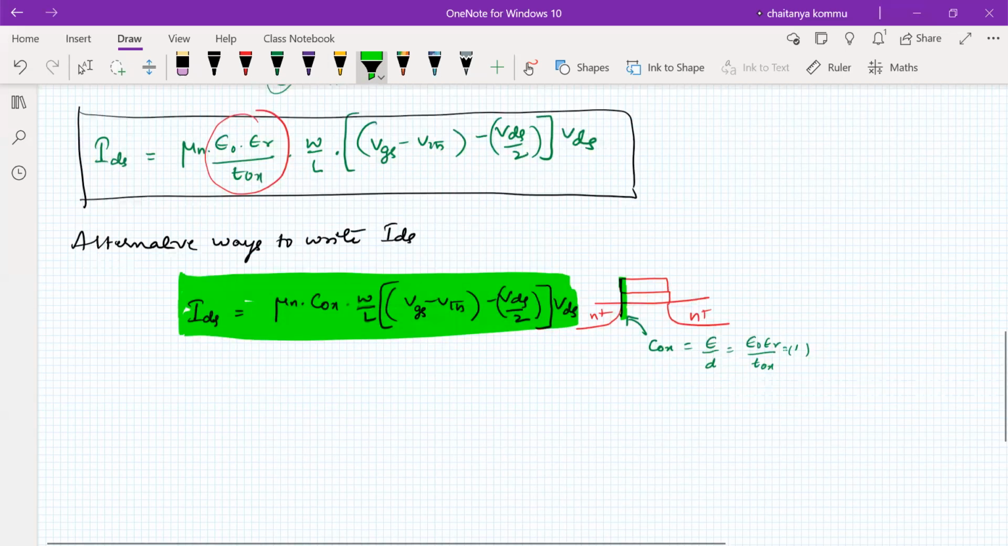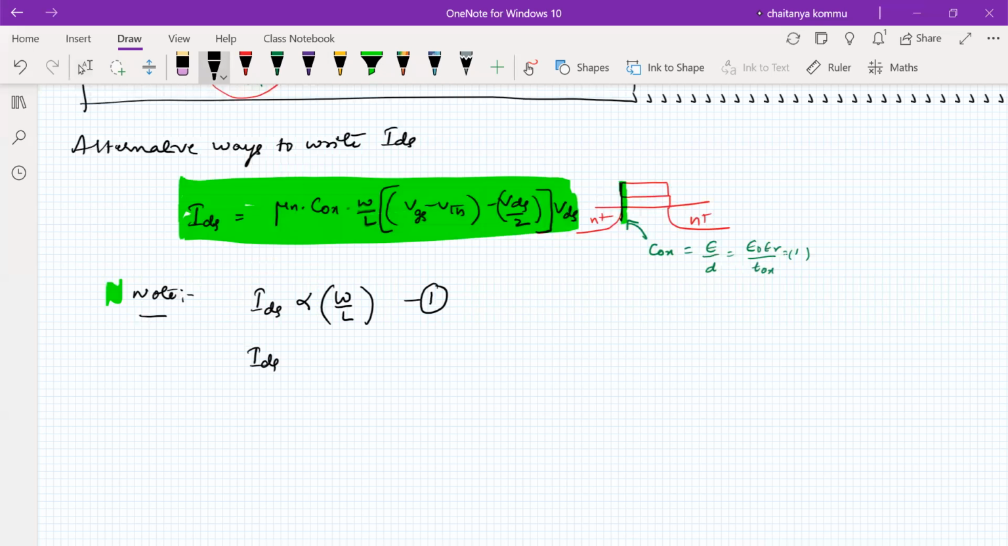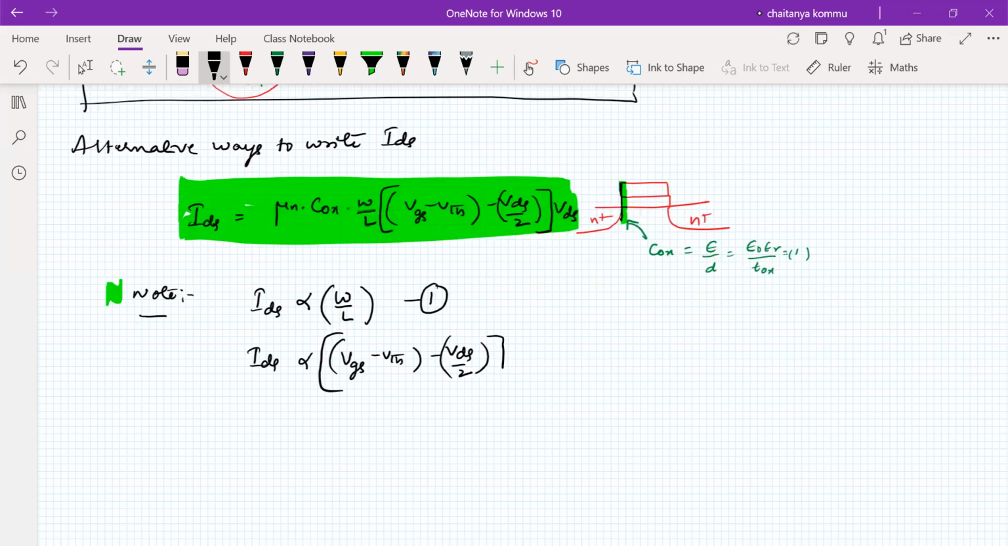Now we have to conclude some points here, so let us write some notes. What is the relationship between IDS and VDS in this situation? IDS is directly proportional to the W by L ratio. That is one point we can remember. And IDS is proportional to VDS also, that is (VGS minus VTH minus VDS divided by 2) into VDS.